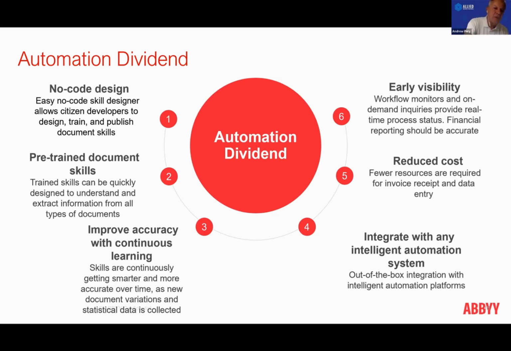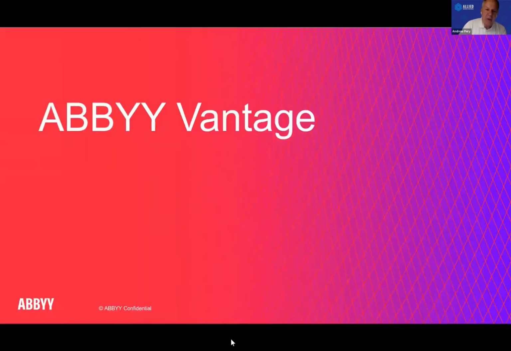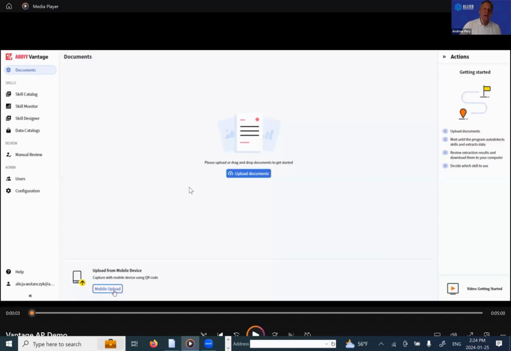So let me just shift gears and give you a quick introduction to ABBYY Vantage. What you see here is a very simple user interface that enables organizations to capture invoices from multiple channels, whether they are PDF, email invoices or PDF attachments, also capturing invoices from shared folders, as well as from fax and paper-based invoices, as well as being able to capture invoices from mobile devices.